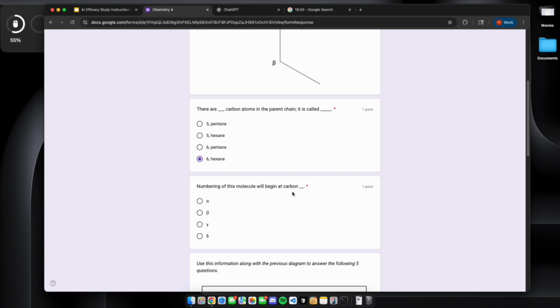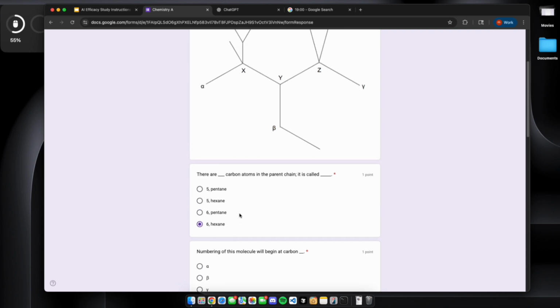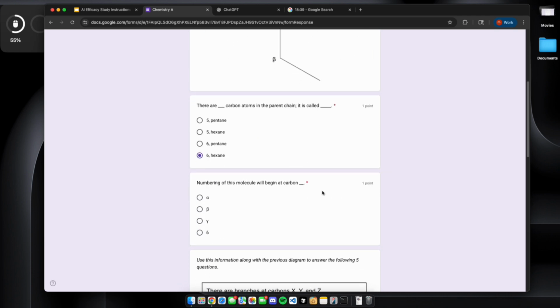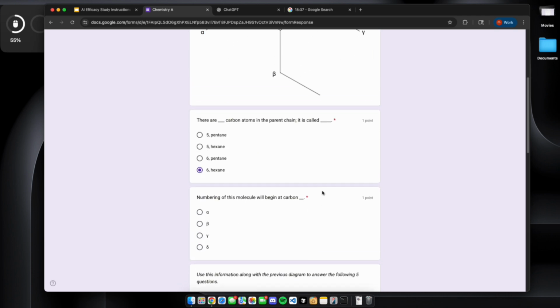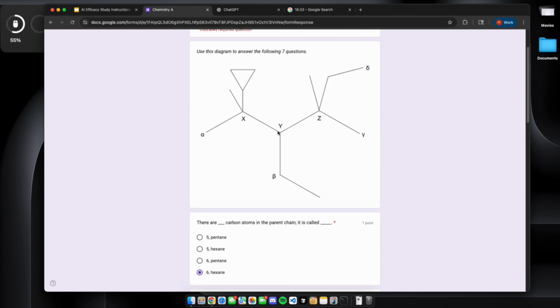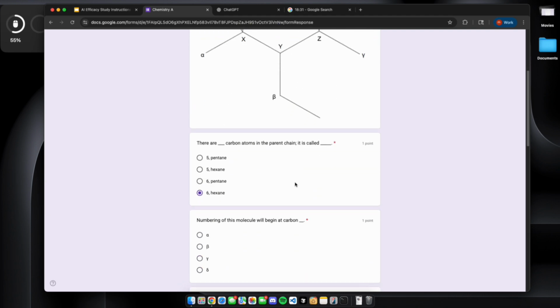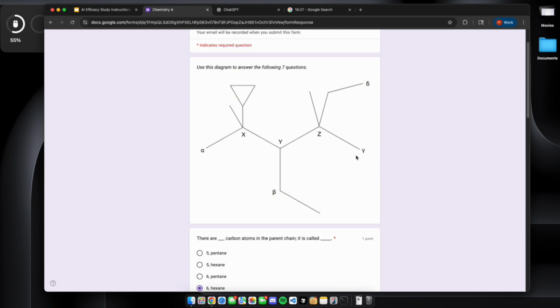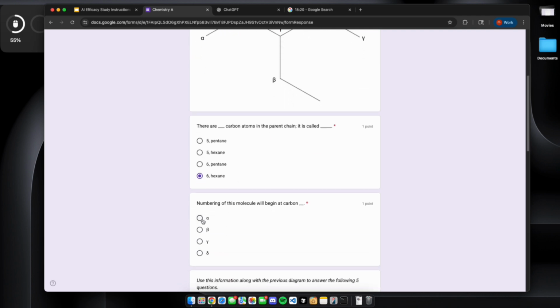Numbering of this molecule will begin at carbon blank. Again, I don't know where to start, but I'm going to assume that it's probably Y. Well, we don't have the option to start at Y. I'll go with A.